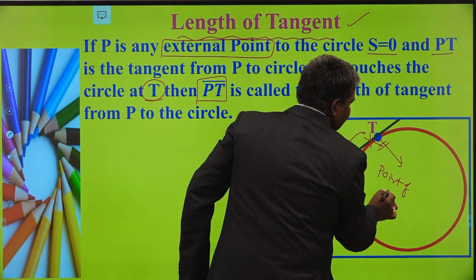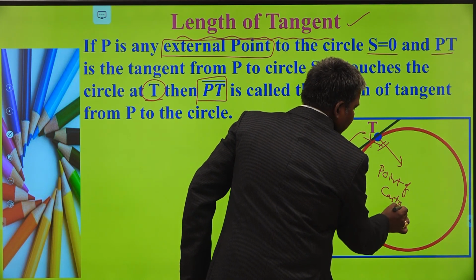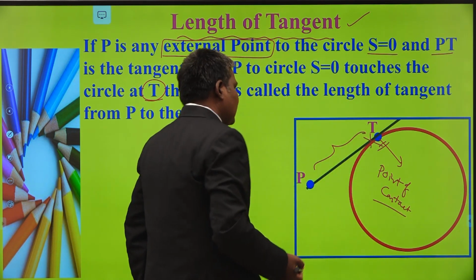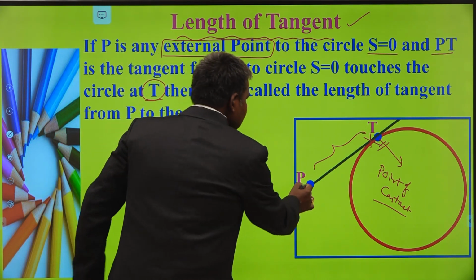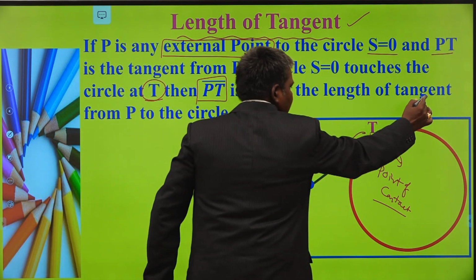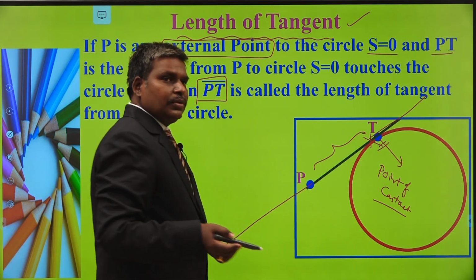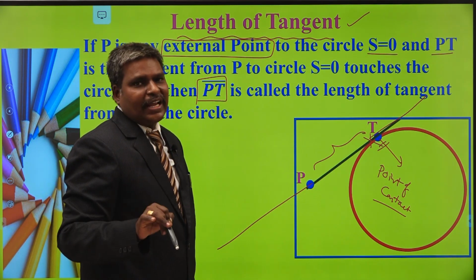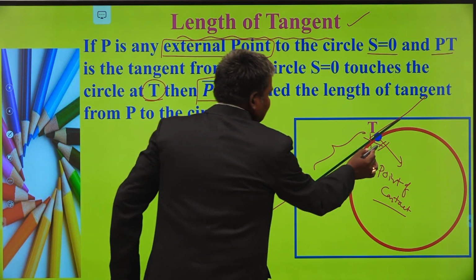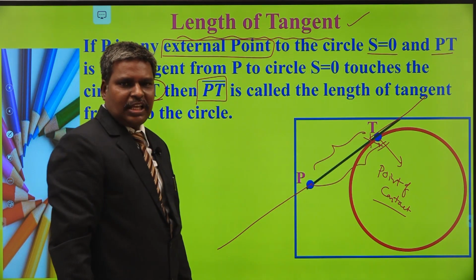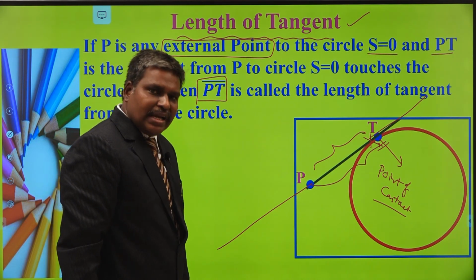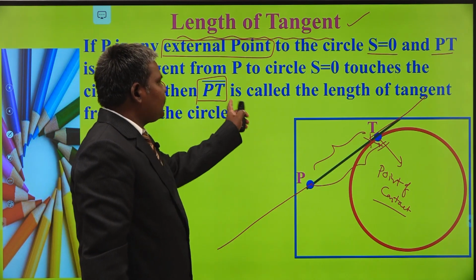Point of contact. Where the circle touches the line is called the point of contact. Dear students, this is also an entire tangent, no doubt at all. If you want the length of tangent, we define it in this manner. This is the length of tangent. The entire thing is tangent to the circle. The line is of infinite length. But we have the definition in this manner.